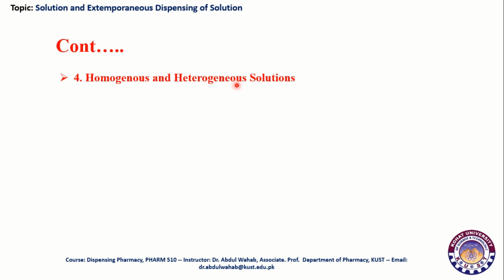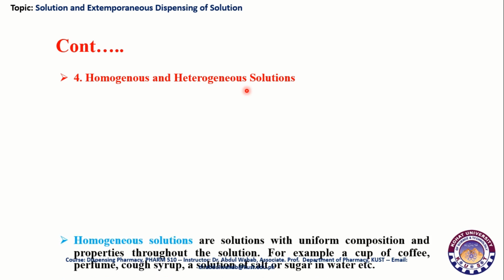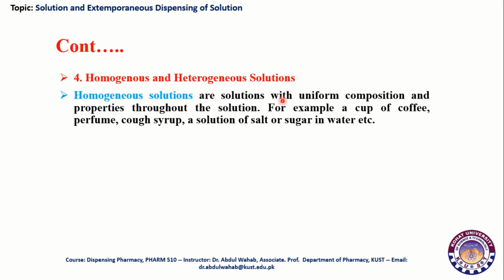Homogeneous and heterogeneous solutions. Homogeneous solutions are solutions with uniform composition and properties throughout the solution. For example, a cup of coffee is a homogeneous solution. Perfume is a homogeneous solution. Cough syrup is a homogeneous solution. A solution of salt or sugar in water, etc. These are all homogeneous solutions because in this case the composition and properties throughout the solutions are uniform.